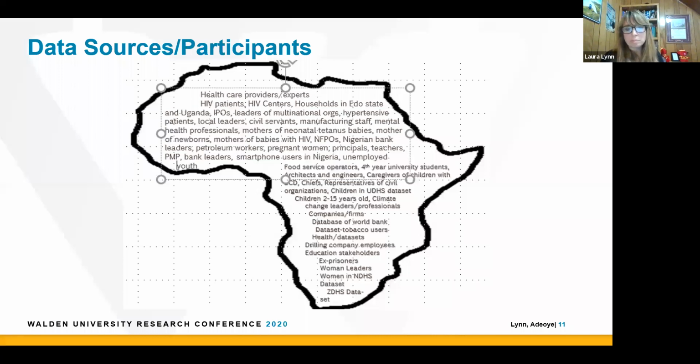Children, university students, bank leaders, pregnant women. So there's a diversity, and in some specific cases, as you see in HIV and HIV education, specific households. So we just wanted to give that picture of the wide variety of data sources, both from data sets and direct data collection. And there was a lot of both in-person and remote data collection, as well as data sets. Next slide.